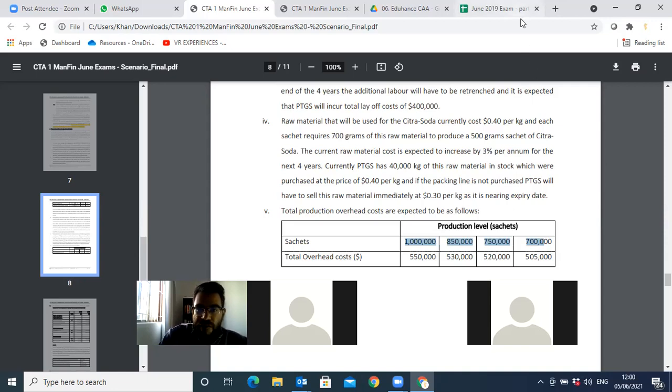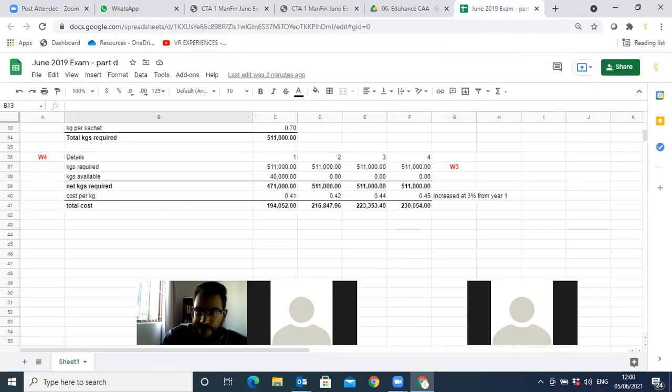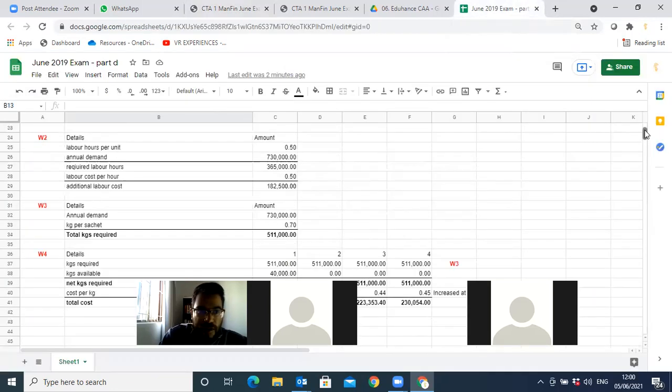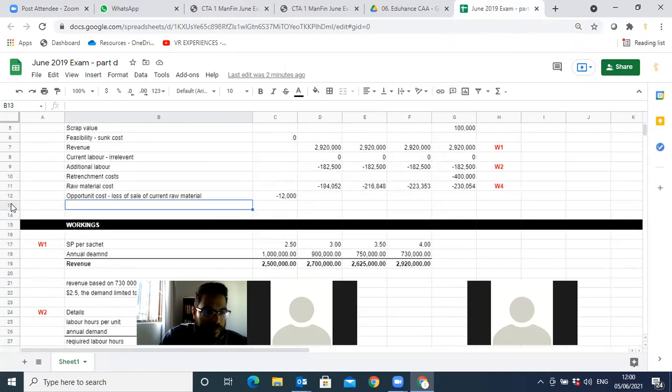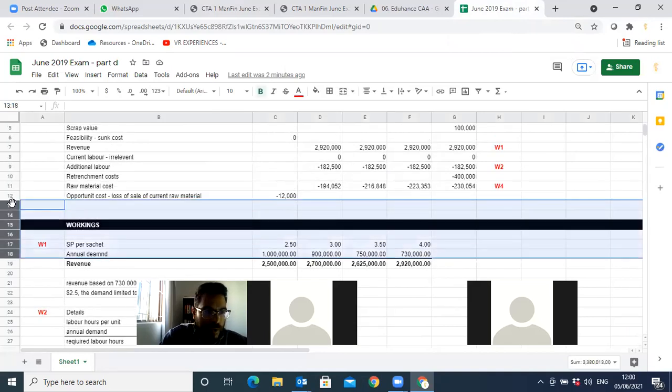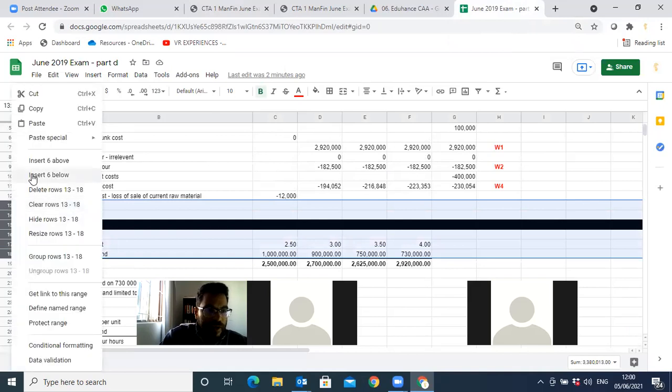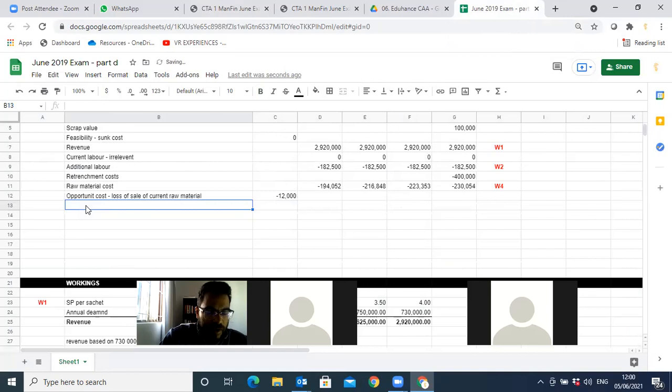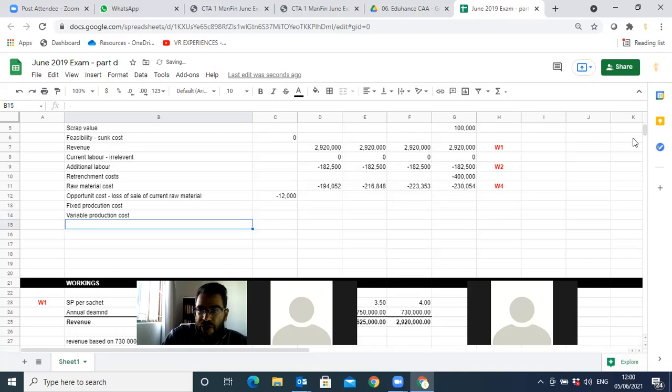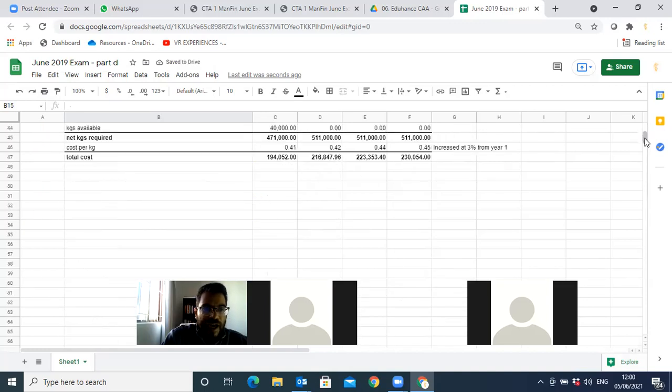Okay, so if I go back to the scenario, we want to put in here fixed production costs and then variable production costs. It doesn't matter which order. That came first to my mind now: fixed production, variable production. But now we need to work it out. Okay, so we're going to use the high-low method. So, working 5.